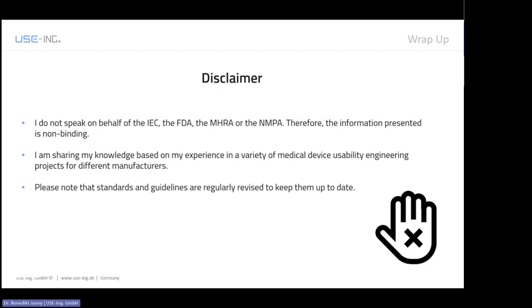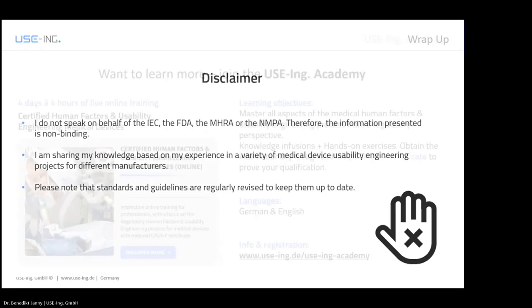I myself am sharing here knowledge based on my experience in a variety of medical device usability engineering projects for different manufacturers. But please note that the standards and guidelines are regularly revised and they are also subject to change. So be up to date.